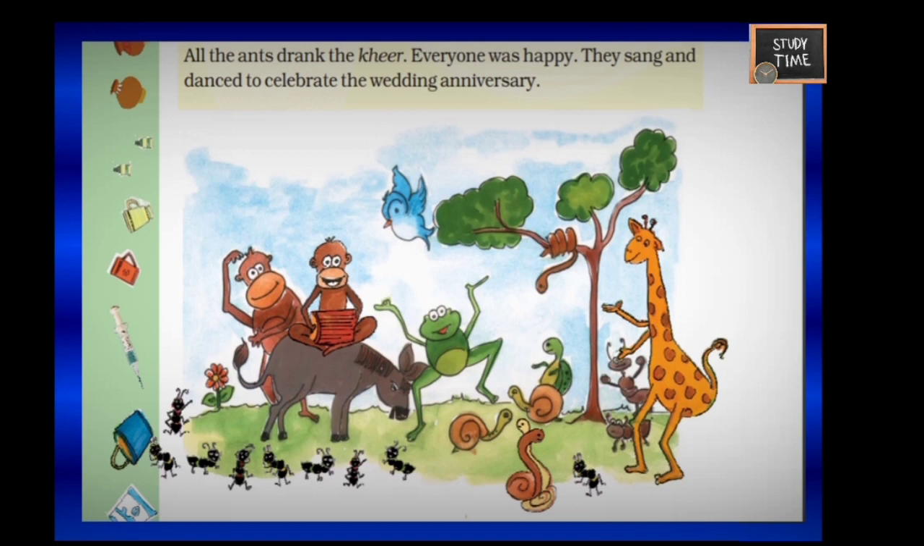All the ants drank the kheer. Everyone was happy. They sang and danced to celebrate their wedding anniversary. This is how they celebrated their anniversary party.